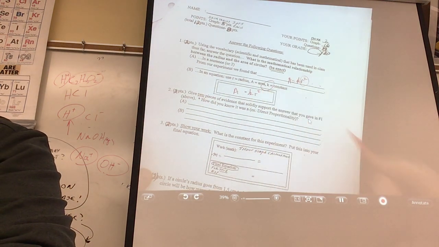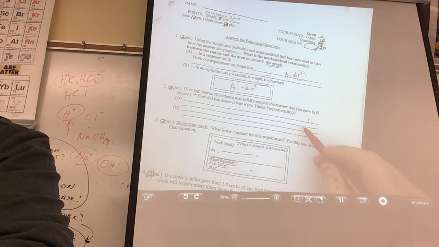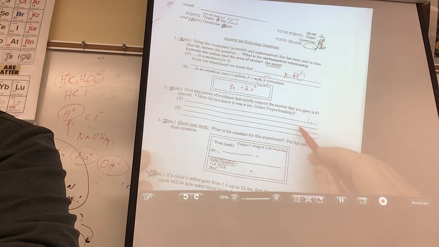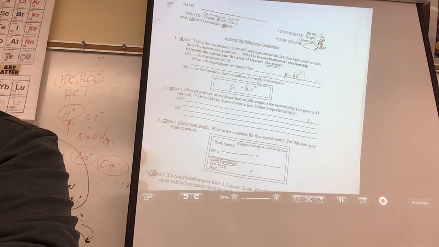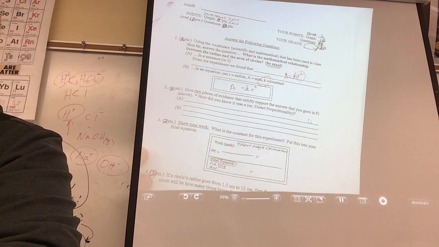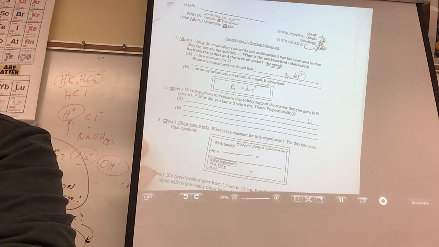So it says use K, and then give me 2 bits of information. In the future, every time we do a lab, I'm going to ask you, how did you know that? So what's 1 bit of evidence you had that you said, I'm pretty sure this is a direct square proportionality? Raise your hand. Tell me 1 thing. Here's evidence.